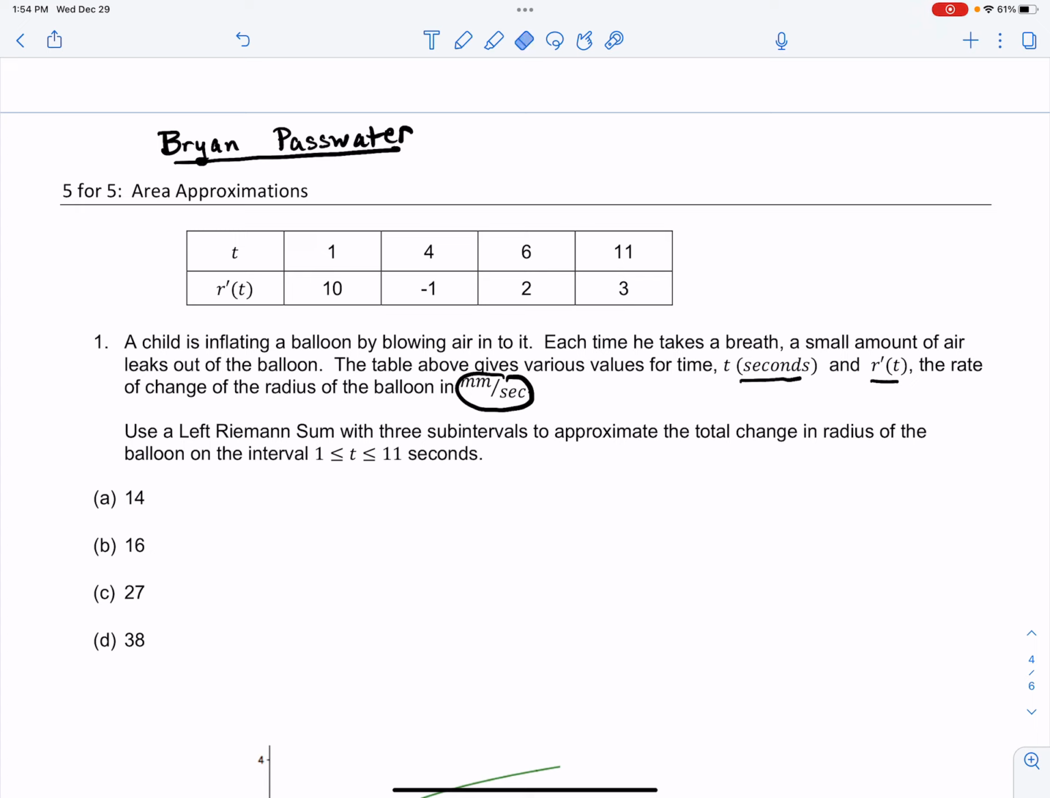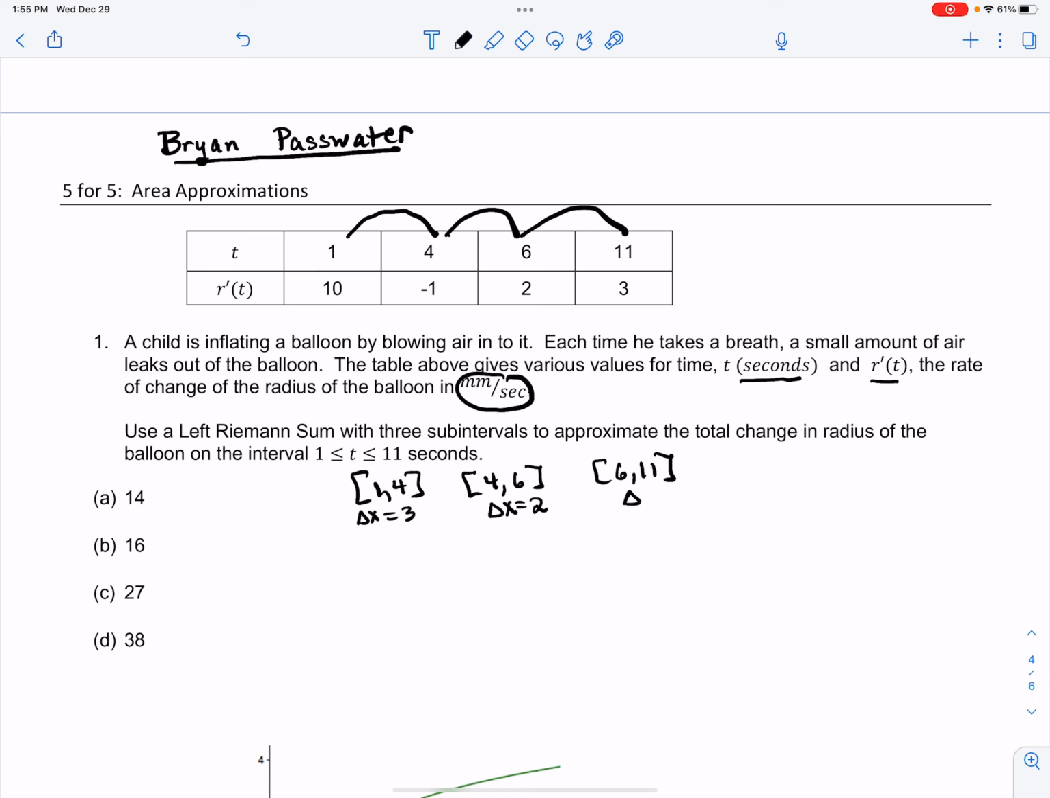So if we're going to use 3 subintervals, the delta x is not useful here because notice that the widths of the subintervals are not the same. Okay? In the 3 subintervals, if we wanted to divide it, it would have to be these, the way it's given. 1 to 4, 4 to 6, and 6 to 11. You are not expected to do anything more with the chart. You go with what you have. So delta x in the first subinterval is 3, delta x in the second subinterval is 2, and delta x in the third subinterval is 5.